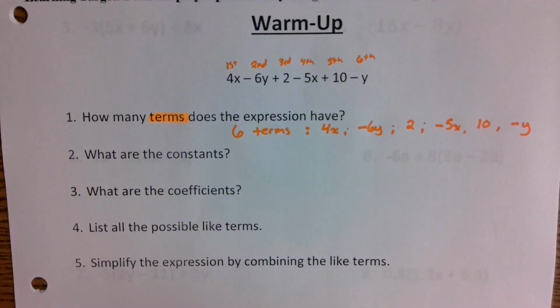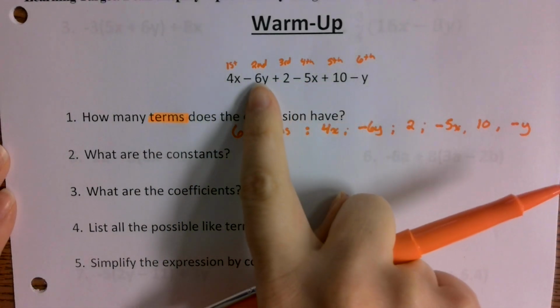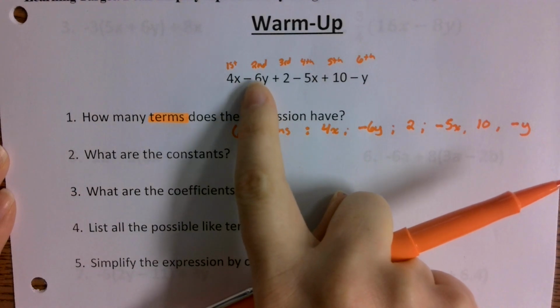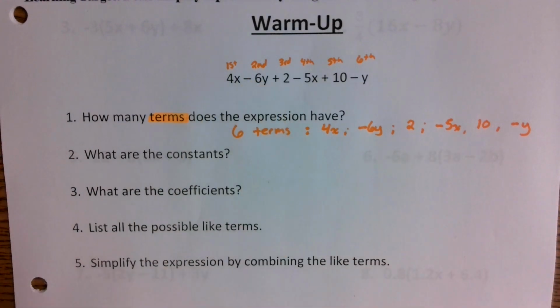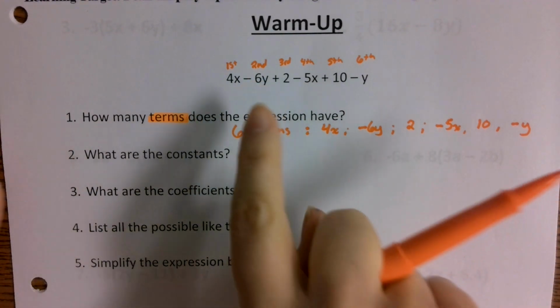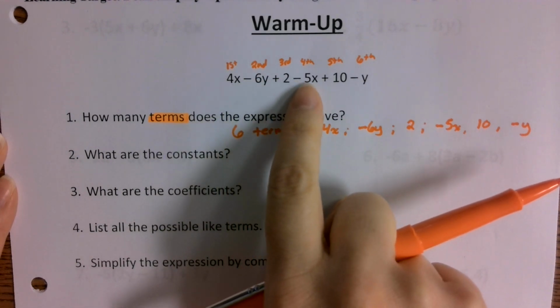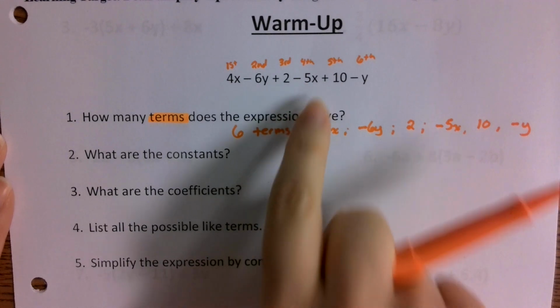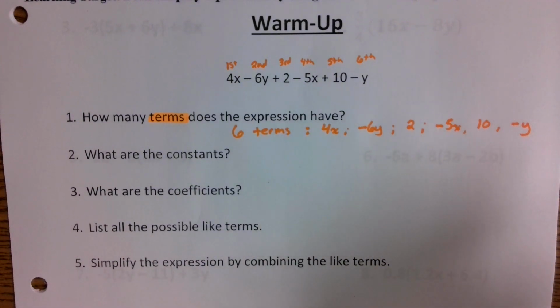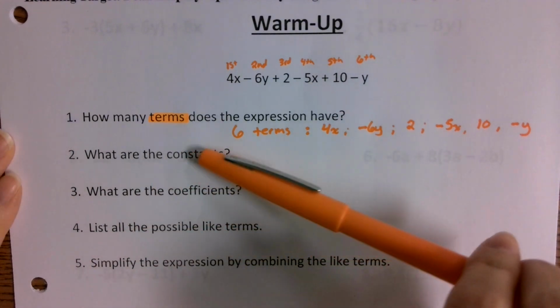It's important to know that the operation that's connected to it, the one that's in front of it, belongs to it. That minus sign belongs to the 6y, that plus sign belongs to the 2, that minus 5x, that's a negative 5x, okay? Those operations belong to who they're in front of.